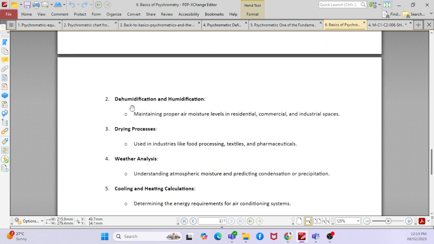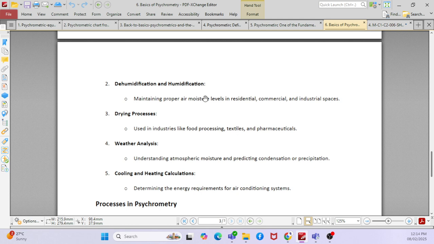Then there is dehumidification and humidification, maintaining proper air moisture level in residential, commercial and industrial spaces. If your moisture level is very high, it will be uncomfortable for human beings. If it is low, it will also be uncomfortable. So you should have a proper moisture content. So how will you do the dehumidification and humidification?